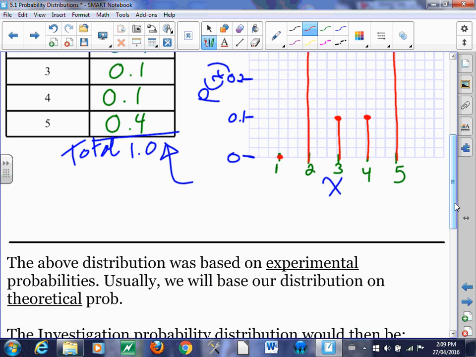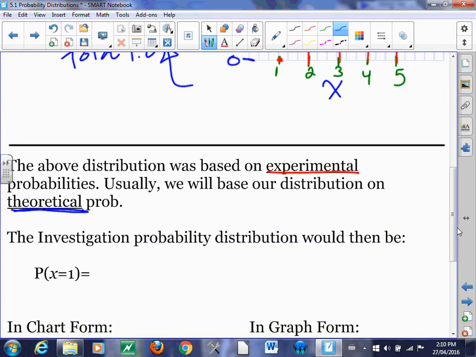All right, so the above distribution was based on what we call experimental probabilities, okay? Usually we will base our distribution on theoretical probability because theoretical, again, is based on laws and formulas, okay? Let's just go up here and put on, oh, actually we'll do it in a second. I don't want to jump ahead of myself, okay? So let's take a look, folks, at figuring this out.